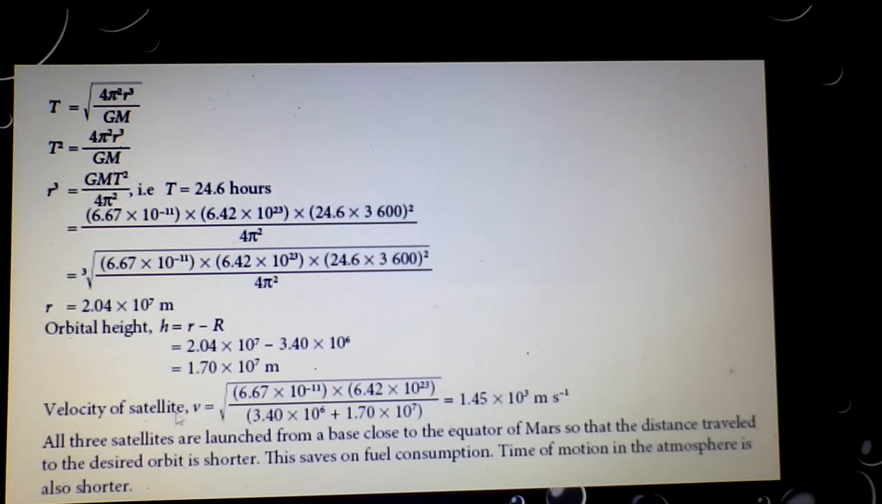Velocity of the satellite v, we have the formula: square root of GM divided by R. So we have 1.45 times 10 power 3 meters per second. All three satellites are launched from a base close to the equator of Mars, so that the distance traveled to the desired orbit is shorter. This saves on fuel consumption. Time of motion in the atmosphere is also shorter.